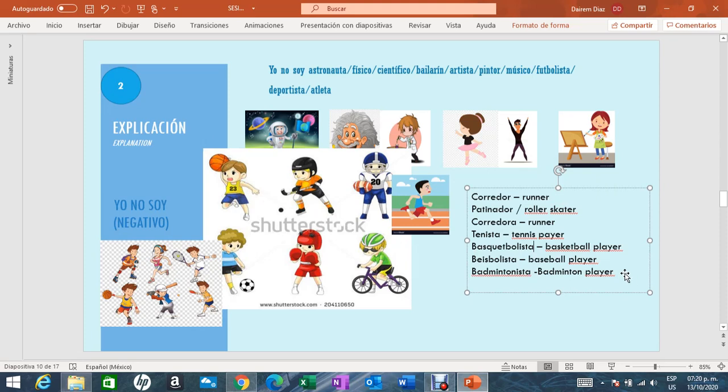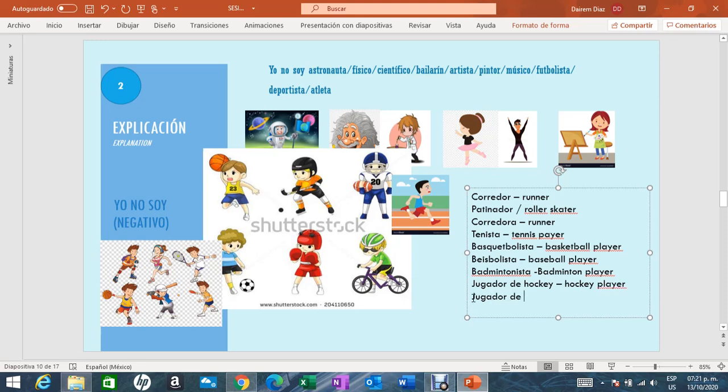And then we have jugador de hockey. That is the way we call a hockey player. Since here in Mexico we really don't practice that sport in a professional way, it's not a very popular sport here due to weather conditions. We don't really have those very low temperatures that are needed to practice this sport.